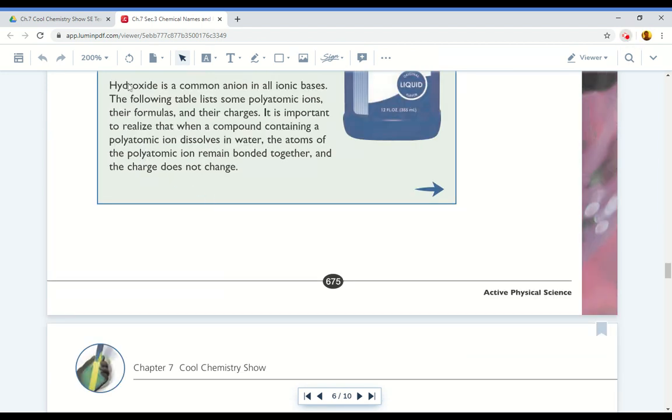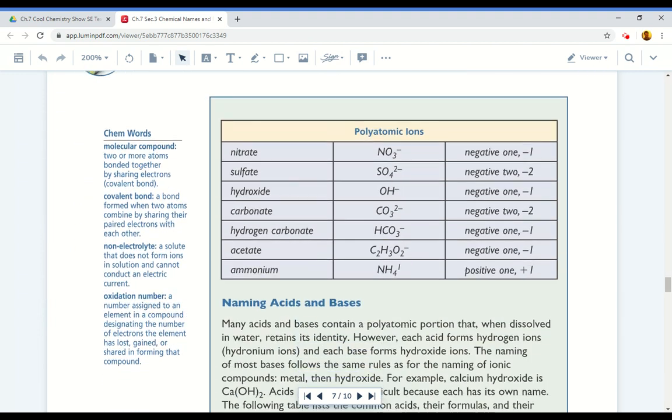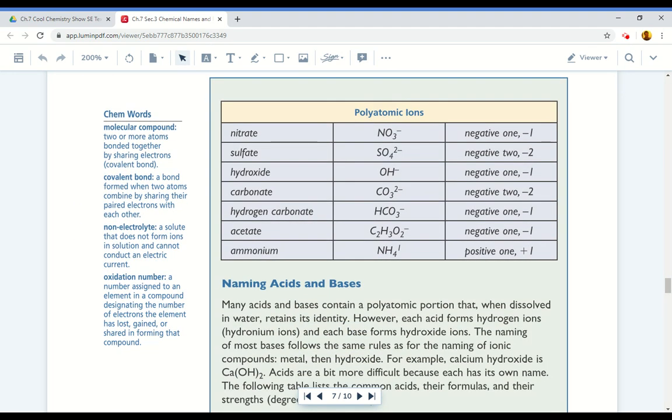Okay, here we go. Hydroxide is a common anion in all ionic bases. The following table lists some polyatomic ions, their formulas, and their charges. It is important to realize that when a compound containing a polyatomic ion dissolves in water, the atoms of the polyatomic ion remain bonded together and the charge does not change. There's your table.